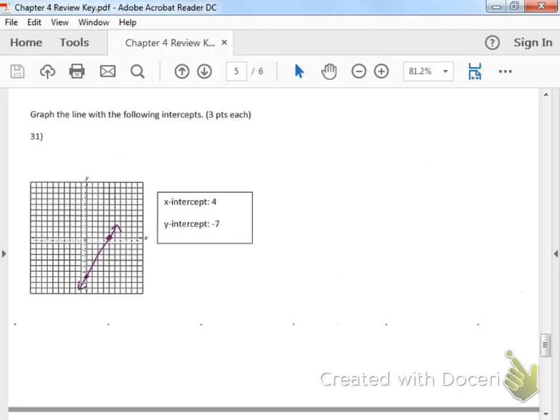So the last problem on the test will look just like this. I'll give you the x-intercept, I'll give you the y-intercept, and then you give me the graph. Do you guys have any questions on this test review? Your test is tomorrow. It is almost identical to this review. The questions will be different, but they'll be the same types of questions. So don't memorize the answers, but you can study how to do each section.